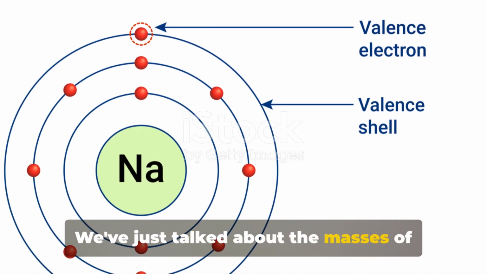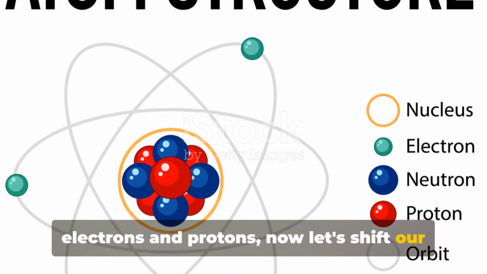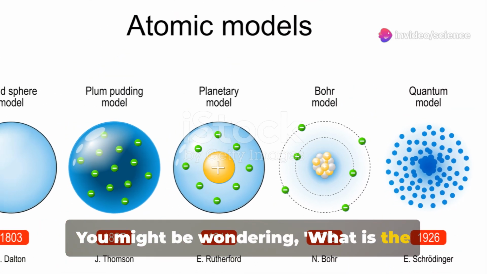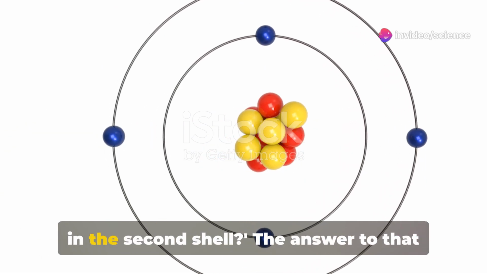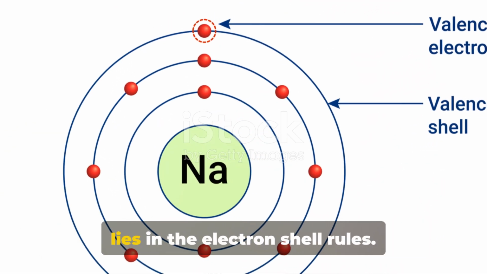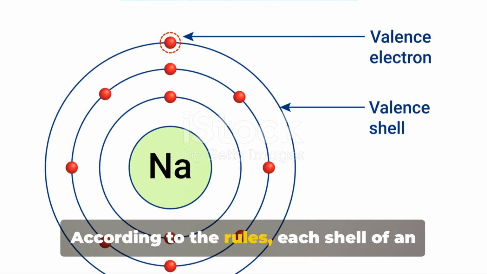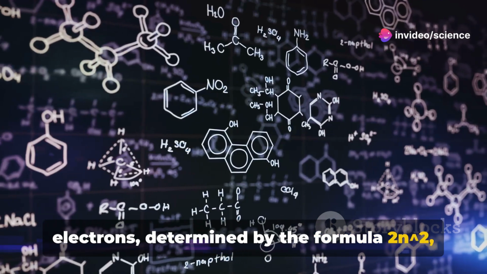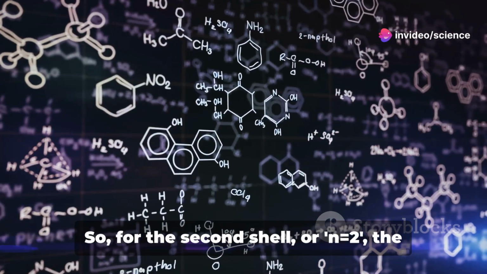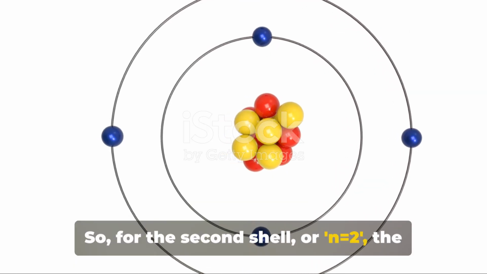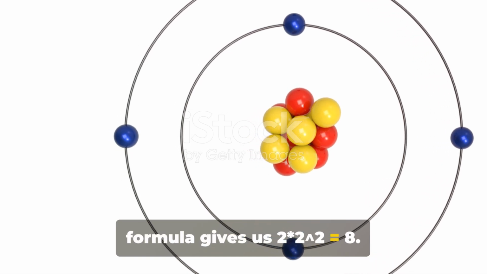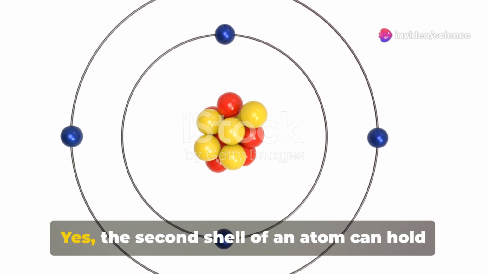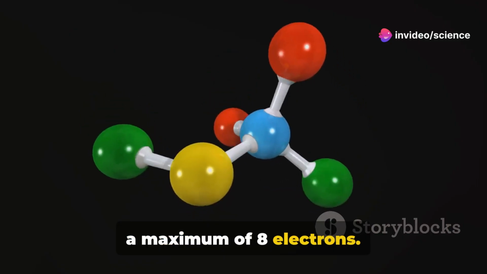We've just talked about the masses of electrons and protons. Now let's shift our focus to the capacity of electron shells in an atom. You might be wondering, what is the maximum number of electrons that can fit in the second shell? The answer to that lies in the electron shell rules. According to the rules, each shell of an atom can hold a definite number of electrons determined by the formula 2n squared, where n is the number of the shell. So for the second shell, or n equals 2, the formula gives us 2 × 2 squared equals 8. Therefore, the correct answer is 8 electrons. Yes, the second shell of an atom can hold a maximum of 8 electrons.